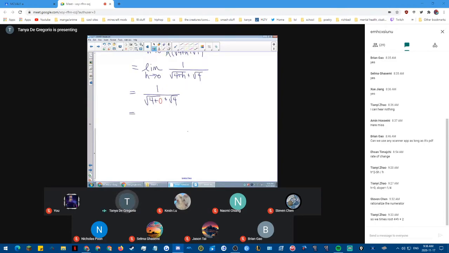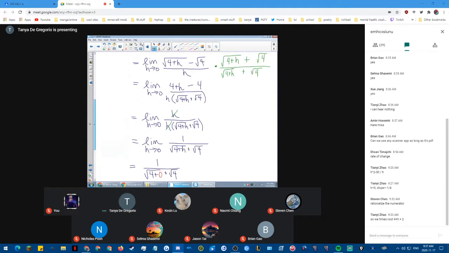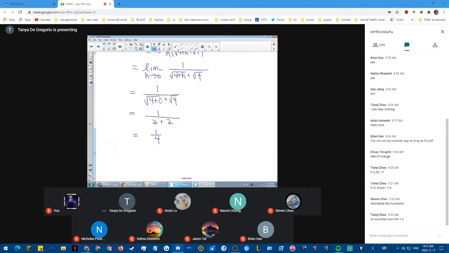Well, root 4 is what? What's the square root of 4? Yeah, it's 2. Which I could have taken a lot earlier, right? So therefore, the slope of the tangent at x equals 6, or when x equals 6, doesn't matter. 1 over.